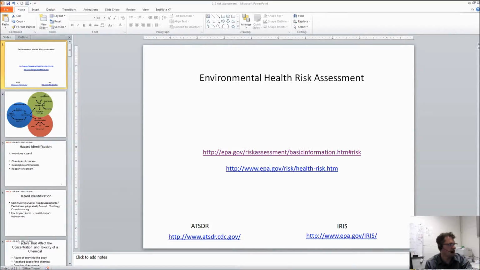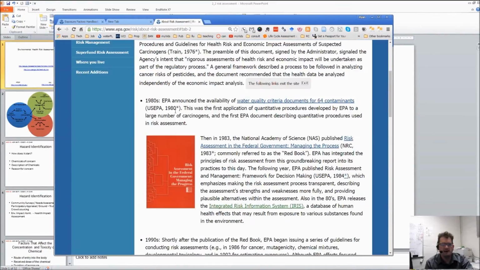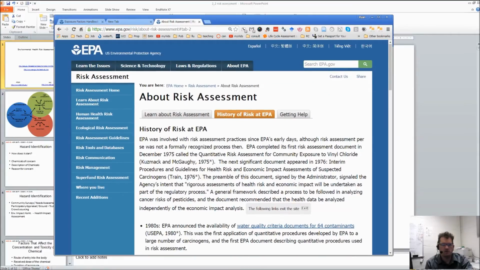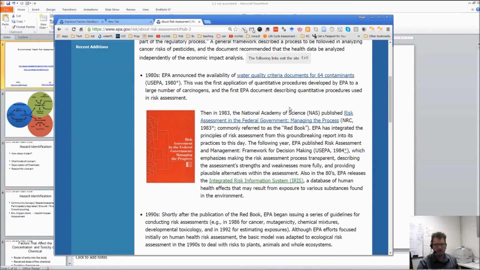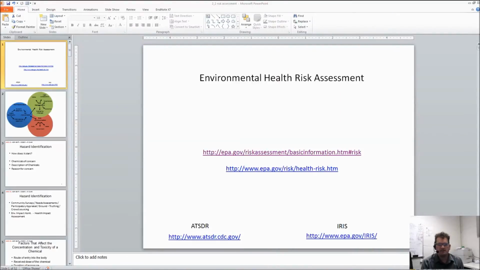This first one here is a history of what risk assessment is at the EPA. In December 1975, they had the quantitative risk assessment for community exposure to vinyl chloride. That was the first risk assessment that was synthesized and done and explained via this format. In the 1980s, things got a little bit better with water quality, and then in 1983, the National Academy of Science had the Red Book, where they go through each of the known contaminants where there's data, and they develop a framework to evaluate all of the different types of contaminants.